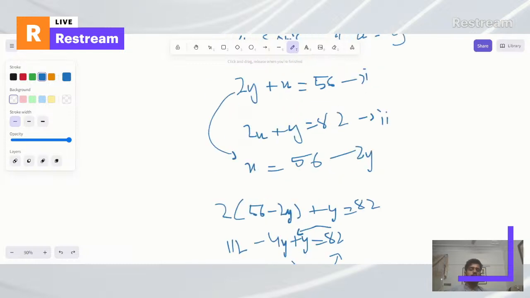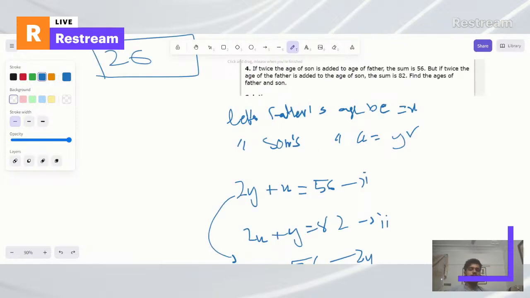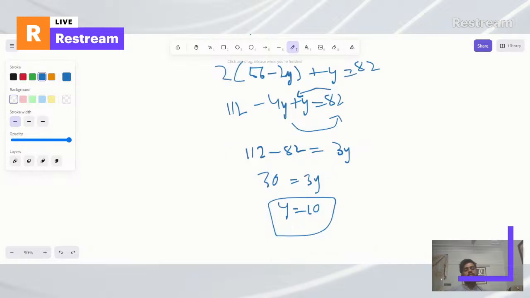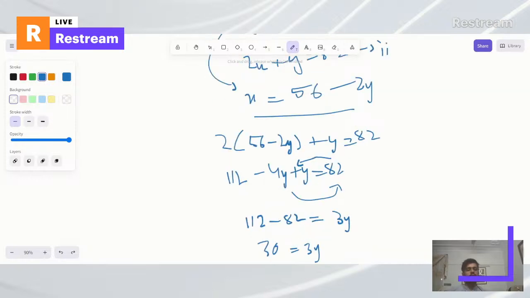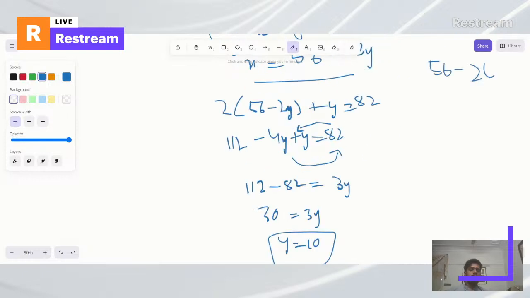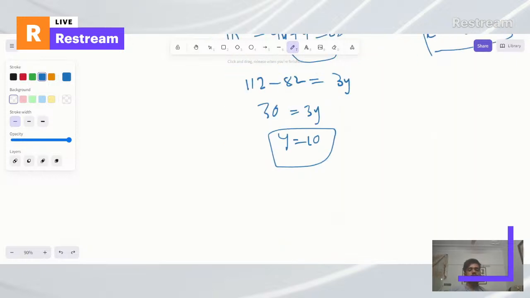So y was what? y was the son's age. Find the ages of father and son. Now if we have to find the age of the father, let's place the value here. So 56 minus 2 times y, 10, right? So that equals x. x is the father's age. Now the answer would be 56 minus 20, so x equals 36. So that's the father's age, and this is the son's age.